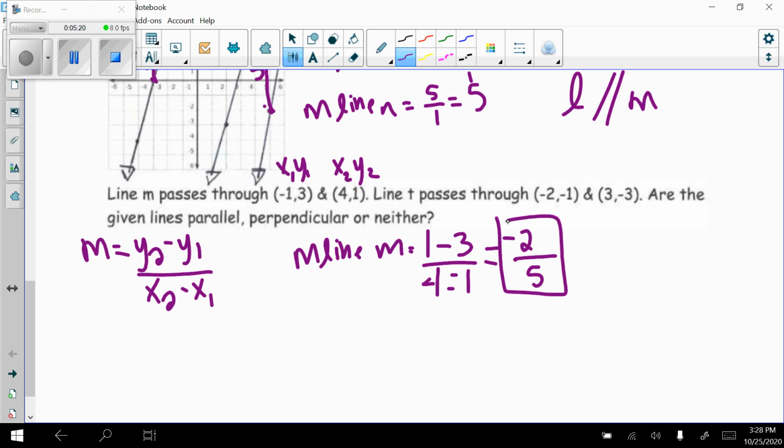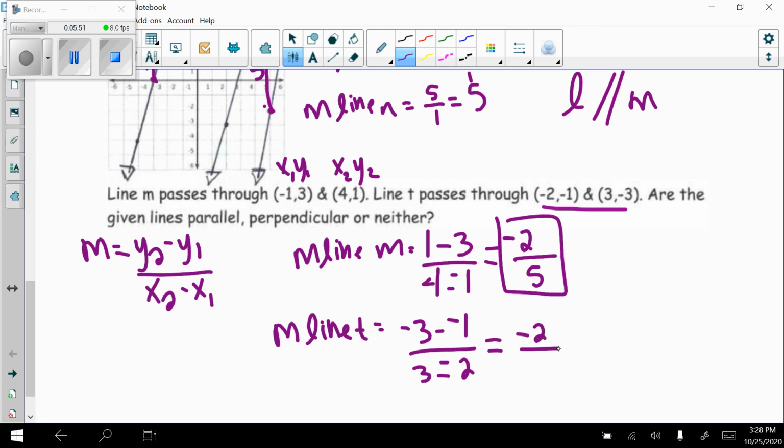So now we want to find the slope of line T using the same formula, only the 2 points that they gave me on line T. So y2 is -3 minus y1, -1, over 3 minus -2. Again, simply plugging in the points that they gave to me into our formula. Now when we work this out, -3 minus -1 turns to -3 plus 1, which is -2. 3 minus a -2 turns to 3 plus 2, which is 5. Again, -2 and 5, I don't have anything that I can reduce them by.